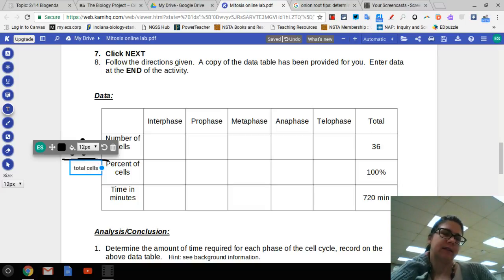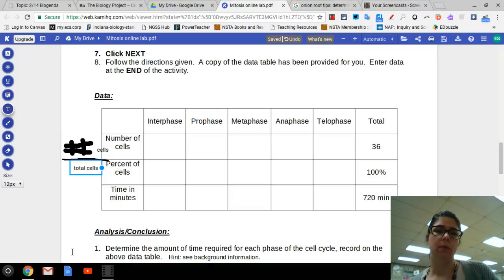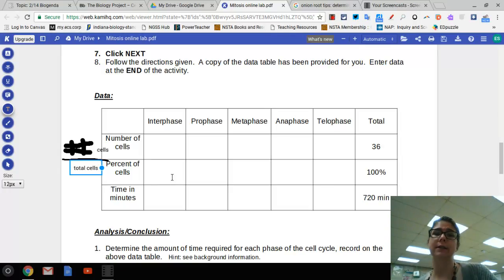Now that's going to give you a decimal below 1. To get it out of the decimal, you just have to take this number right here and multiply it by 100. So if it was 0.78, you multiply that by 100 and you would have 78%. If it was 0.07, you multiply it by 100 and you have 7%. And so that's how you would calculate the percent of cells.